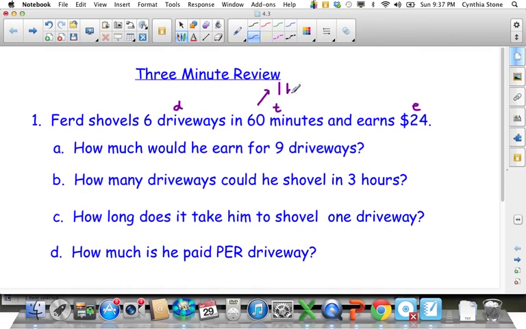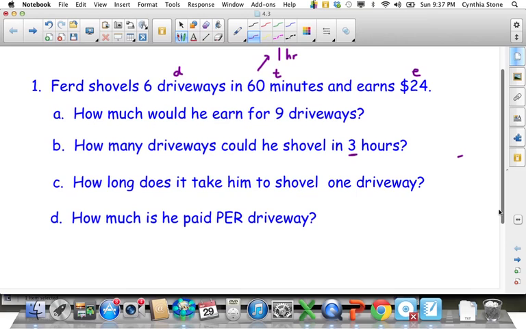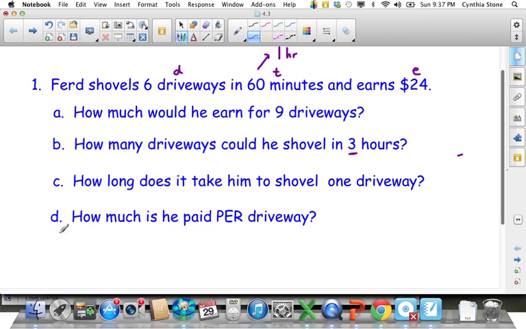Keeping that in mind, that might help us, because I see a question down here that has 3 hours. So instead of dealing with minutes, I could just work with hours. Anyways, looking at part A then, it says how much would he earn for 9 driveways? So what it looks like to me is I'm going to make a ratio between driveways and earnings, and I'm not going to worry about the time right now because this question has nothing about time. So all I'm going to do is make a one ratio between driveways and earnings. And the way that the information that we have is that ratio is 6 to 24.